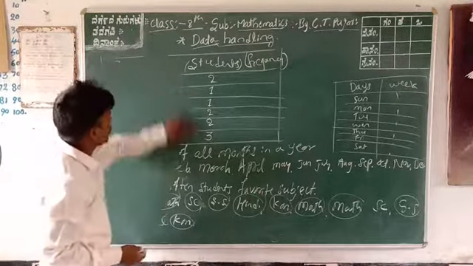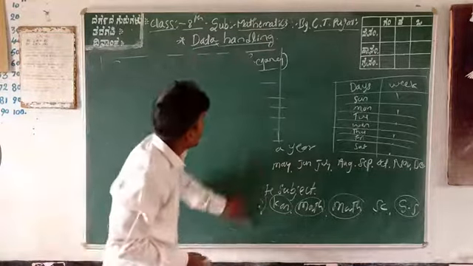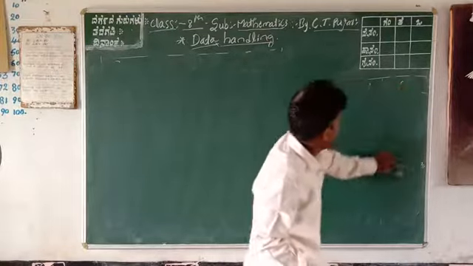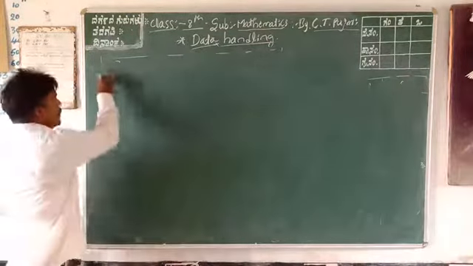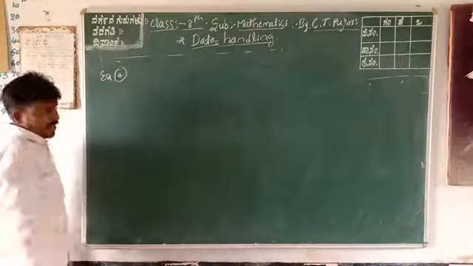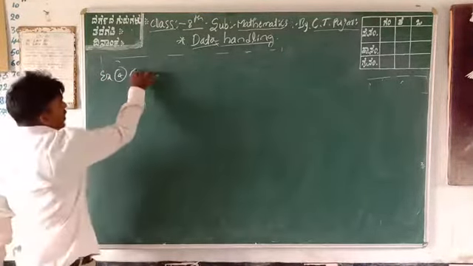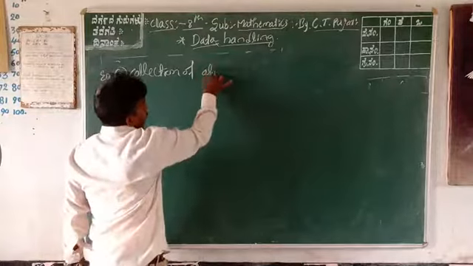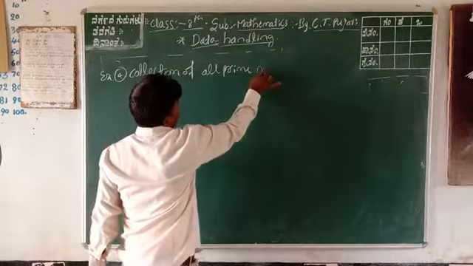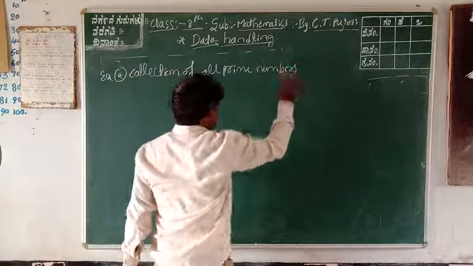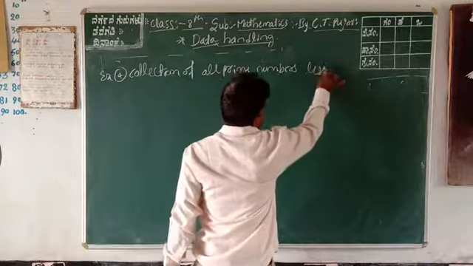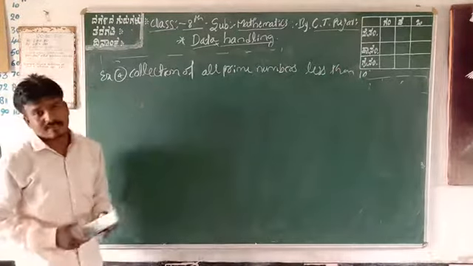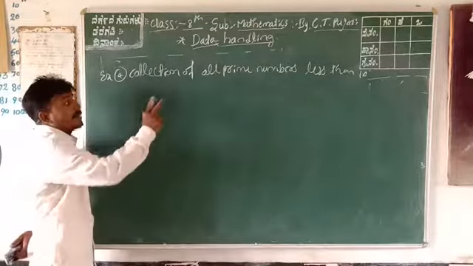Study about group and ungroup. Ungroup is over. The next one is group. Example number 4: the collection of all prime numbers less than 10. This is also one example.